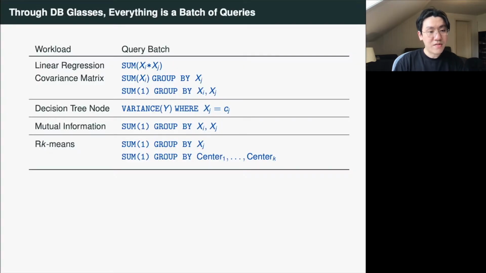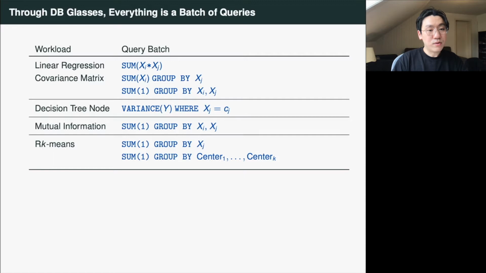When looking at the machine learning problems through database glasses, everything looks like a batch of aggregates of varying structure complexities. For instance, consider the linear regression model and its variants like ridge linear regression and polynomial regression. They would use square loss functions as their objective functions, which are convex and differentiable. So we can optimize them using gradient descent.